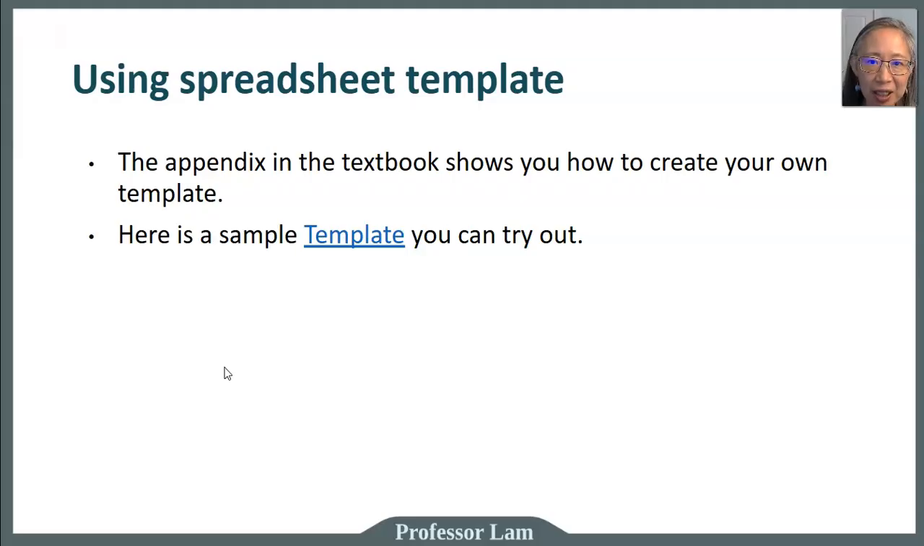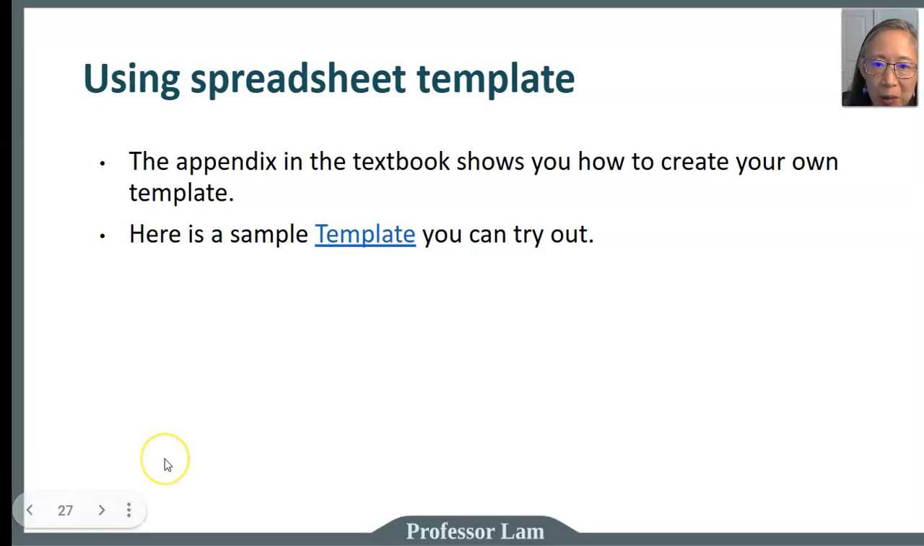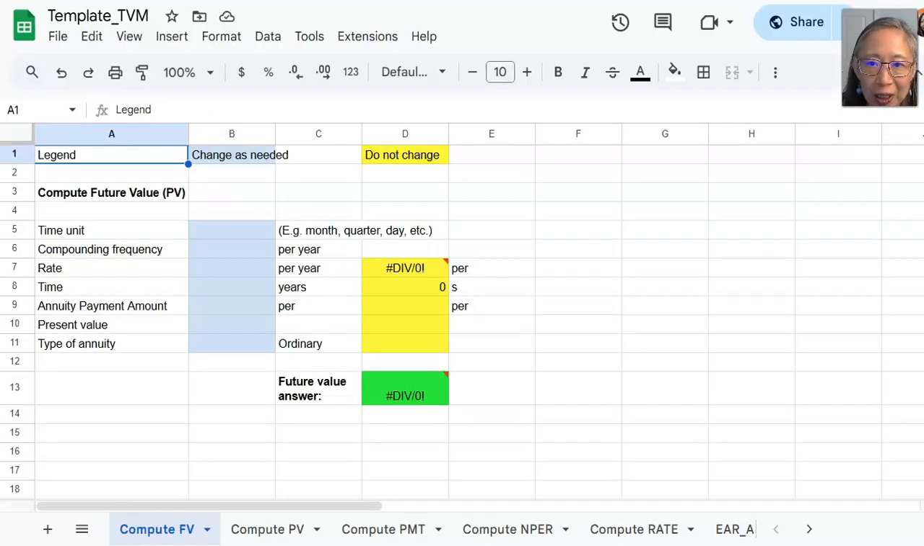And here's a template that I've created, and you can click on the link to try it out. Pause the video, click on the link in the Google slide to open up the template, so that you can follow along as we enter the numbers and try out different examples. When you click on the link, it should take you to this template. At the bottom, there are different pages. Each one does a different calculation.